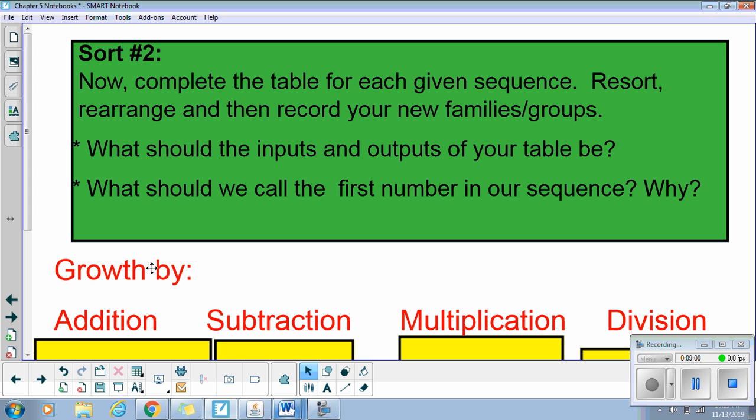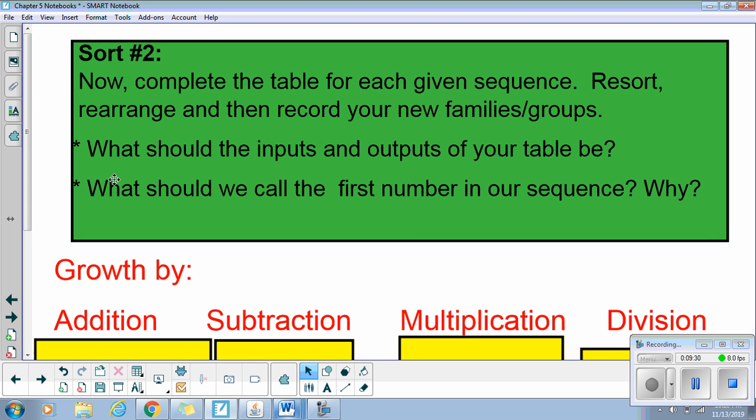So sort number 2 says complete the table, and the table only, for each of the sequence papers. You're going to then resort them, rearrange where you need to, and then record your new findings. Some of you might not change anything. Some of you might only change 2 or 3 of the sequences. But remember, you're just completing the table. You are not completing anything else, no graph yet.